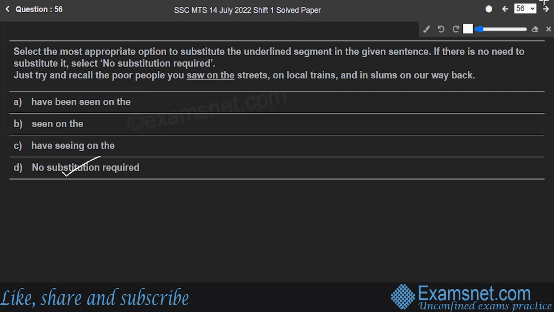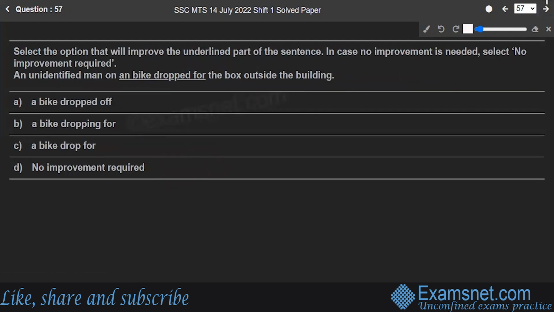That's absolutely correct. Just try and recall the poor people you saw on the streets, on local trains, and in slums on our way back. So option D is the correct answer to our question. Hope you are clear. Next is question number 57.